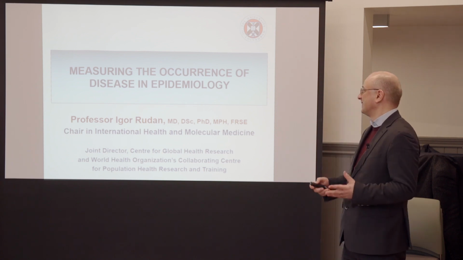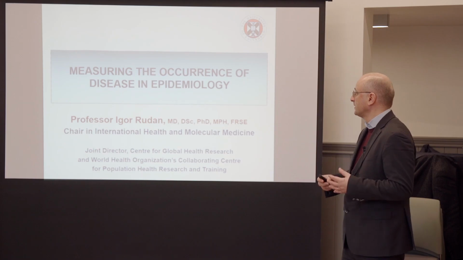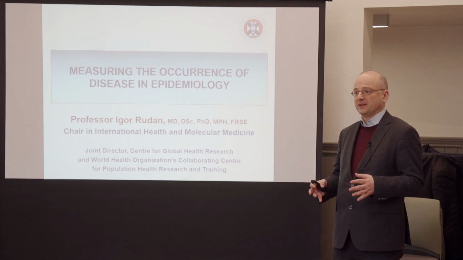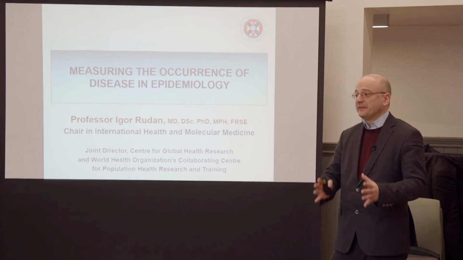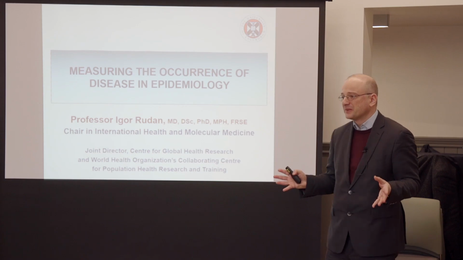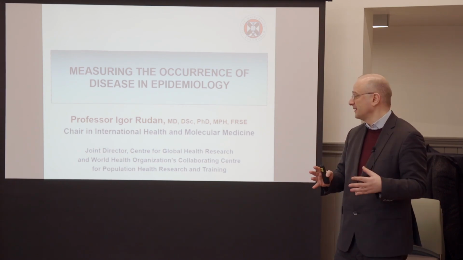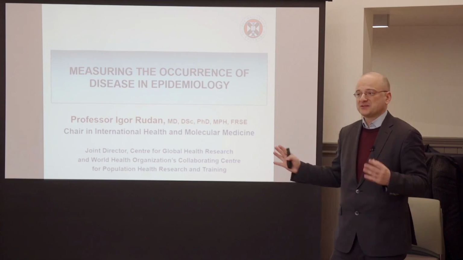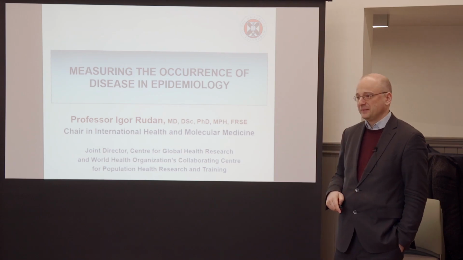In the second lecture of this series, we will talk about measuring the occurrence of disease in epidemiology. If you remember the steps in epidemiological method, the first step is defining and measuring the burden of the problem. So today we're going to focus only on this, because although it seems and sounds quite easy, I will try to show you that it can be very, very confusing, and it's far from easy many times.